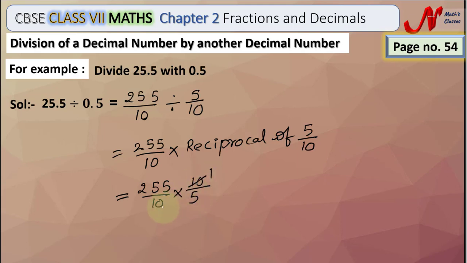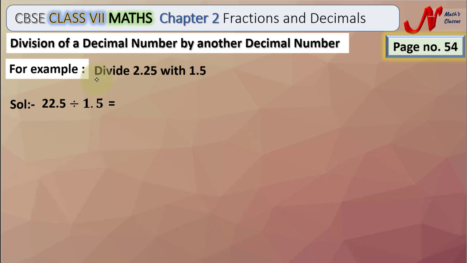We cancel: 10 ones are 10, 10 ones are 10, and 5 ones are 5, 5 fives are 25, and 5 ones are 5. So it can be written as 51 into 1 by 1 into 1, which can be written as 51. Therefore 25.5 divided by 0.5 is equal to 51. Now we solve another example.